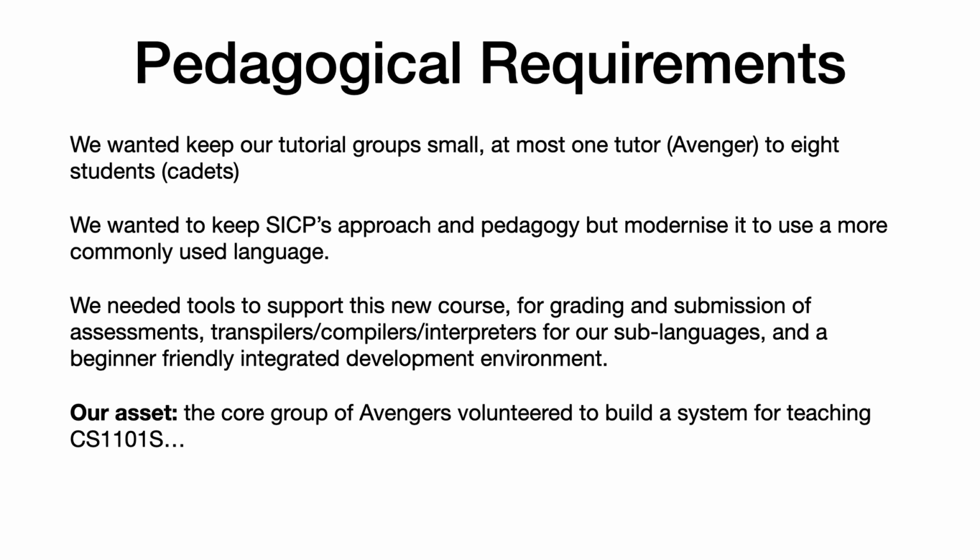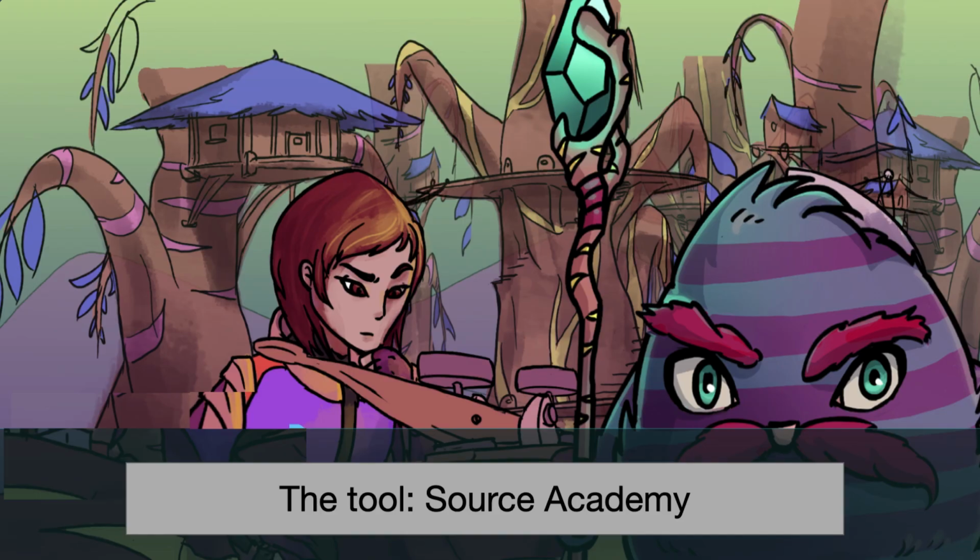Following our experience with the new CS1 101S, we now had some concrete pedagogical requirements. We wanted to keep our studios small, and to maintain SICP's approach and pedagogy using the set of JavaScript sublanguages. For this, we needed to build tools to support this course, from grading and submission of assessments to compilers and interpreters for our sublanguages, and a beginner-friendly IDE. Our asset? The core group of Avengers, who volunteered to help us build a system for teaching CS1 101S. This tool was called the Source Academy.